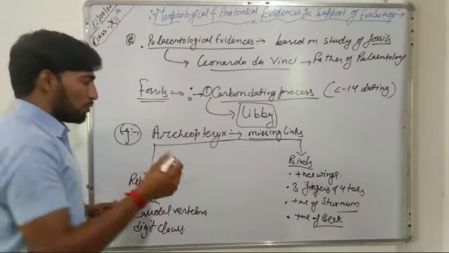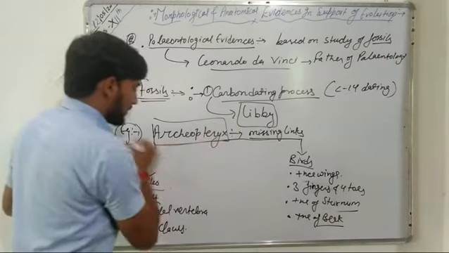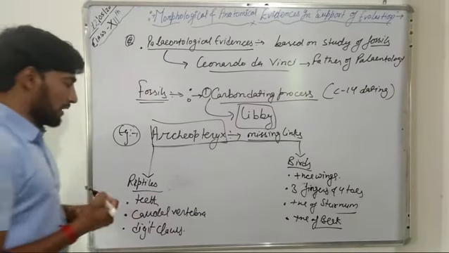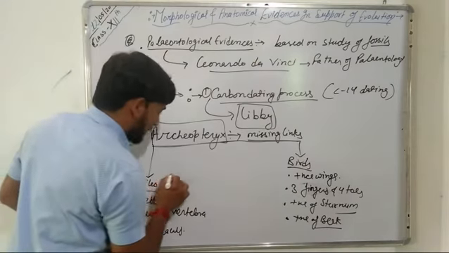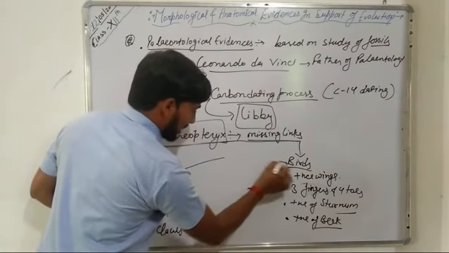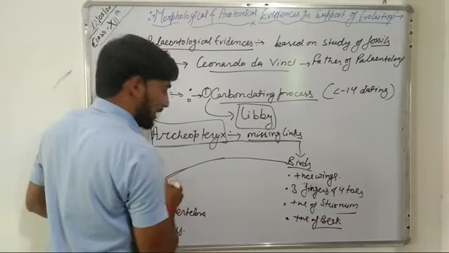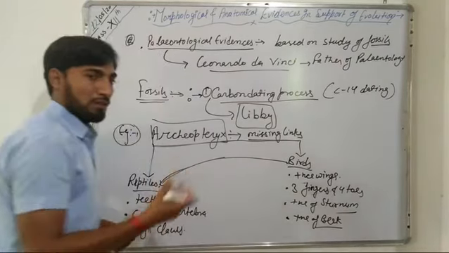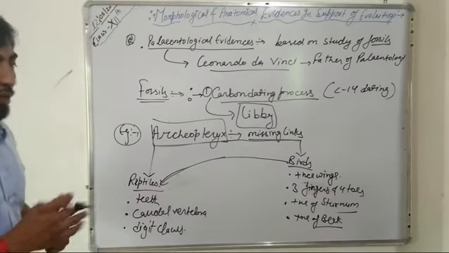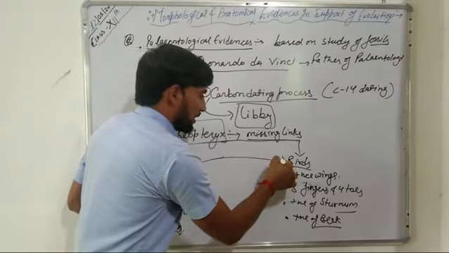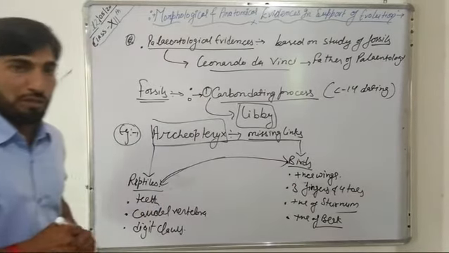Because Archaeopteryx is a missing link between reptiles and birds, it can be said that these birds came from the reptiles. These reptiles underwent changes during the evolution process. They underwent mutations and variations, and during evolution they converted into birds.